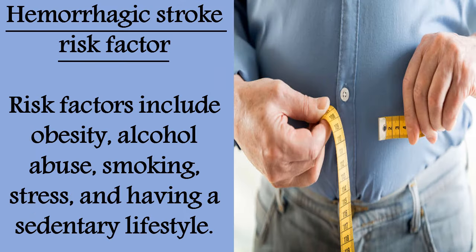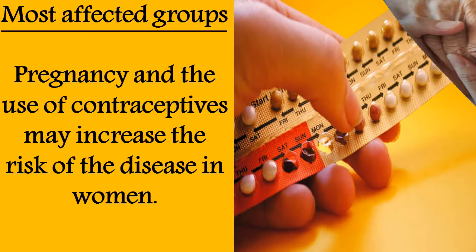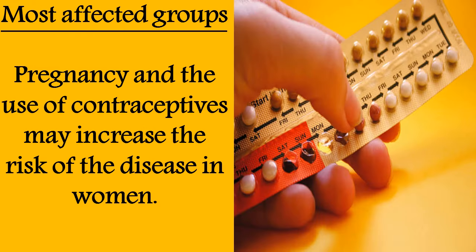Hemorrhagic stroke risk factor. Risk factors include obesity, alcohol abuse, smoking, stress, and having a sedentary lifestyle. Most affected groups. Stroke cases are more common in adults over 65. Pregnancy and the use of contraceptives may increase the risk of the disease in women.